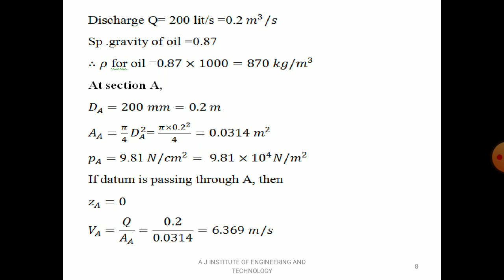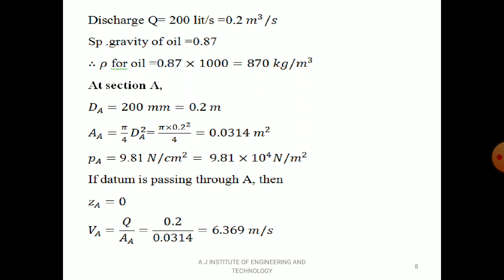Given things: Q equal to 200 liter per second. Liter per second should be converted to meter cube per second, which can be done by multiplying by 10 to the power minus 3. So 200 into 10 to the power minus 3 meter cube per second, that is equal to 0.2 meter cube per second. Specific gravity of oil, as I already told, is given as 0.87. So density of oil is equal to 0.87 into density of standard fluid, 0.87 into 1000, that is equal to 870 kg per meter cube.